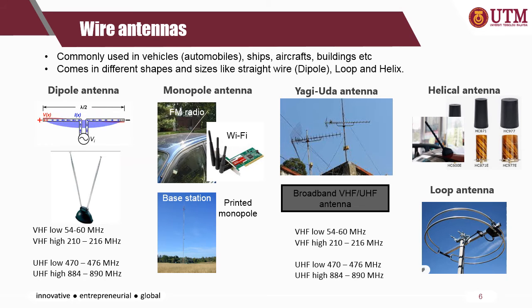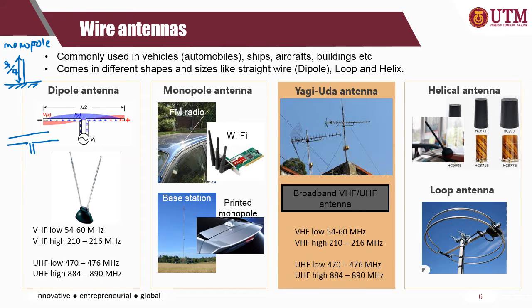So the first one is the wire antennas. The basic structure is the dipole antenna and monopole antenna. The difference between both monopole and dipole is monopole antenna is above the ground plane, and the length is λ/4. So this is for monopole antenna. While for dipole antenna, it is a combination of two monopole, and the total length for dipole antenna is λ/2 of the intended frequency.